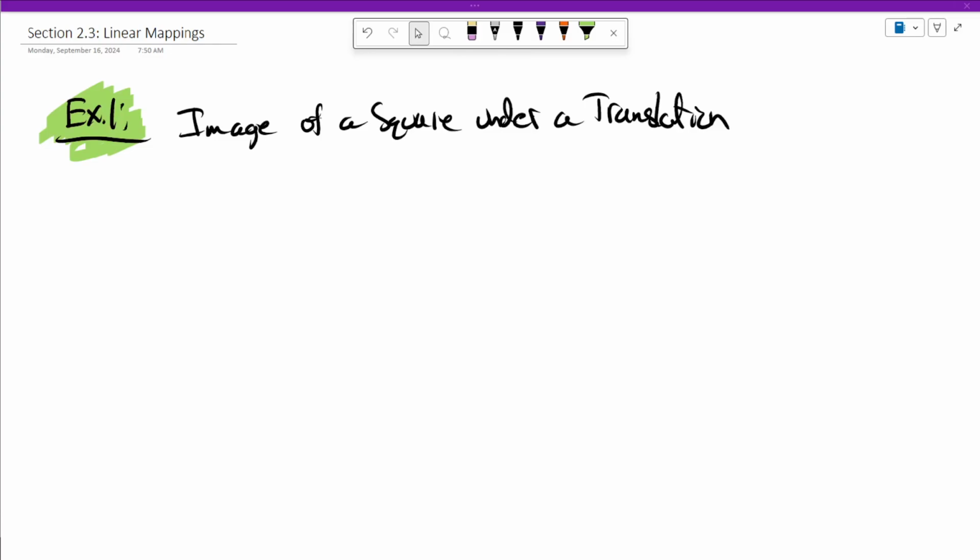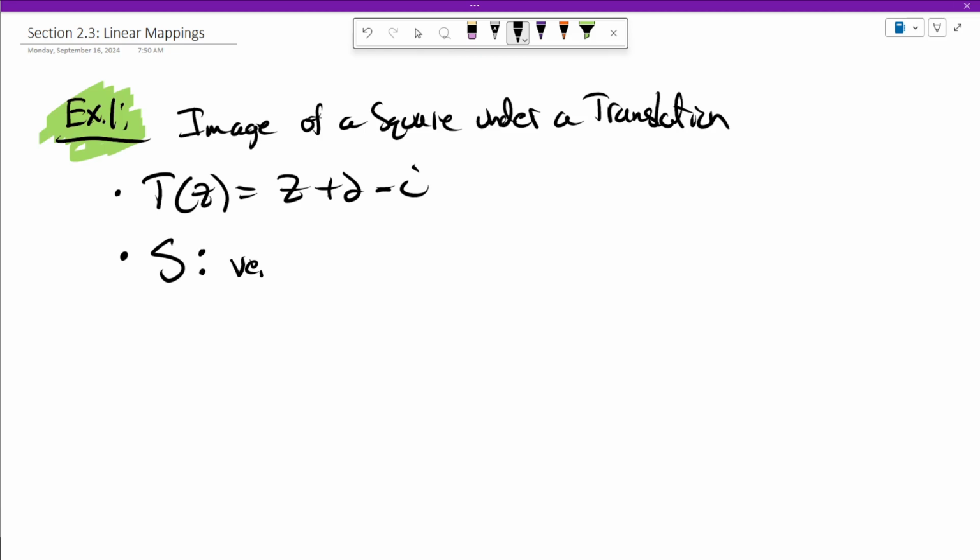In our first example in section 2.3, we're going to look at what happens to a square under a translation. The translation in question is going to be of the form z plus 2 minus i. So this translation shifts the real part over by 2 and shifts the imaginary part down by 1. And our square, which we're going to call S, has vertices at 1 plus i, 2 plus i, 2 plus 2i, and 1 plus 2i.